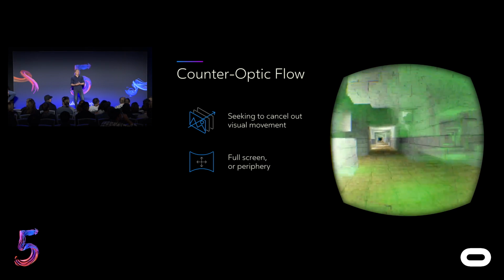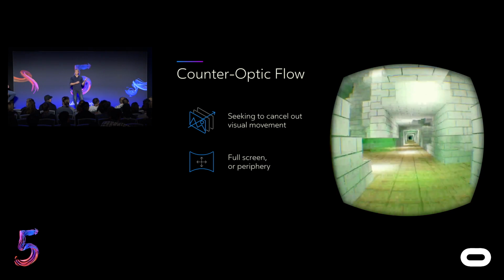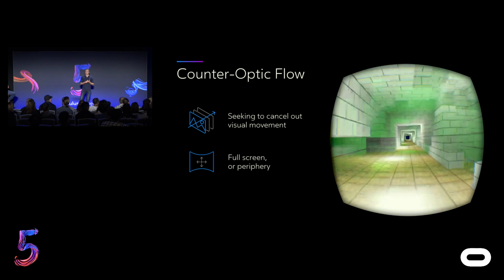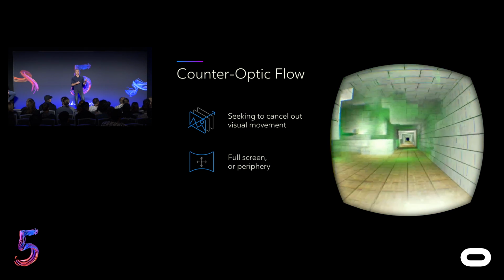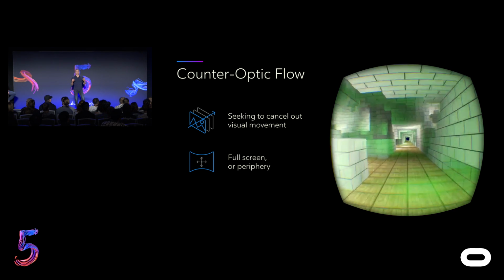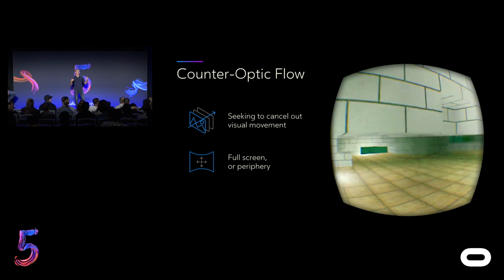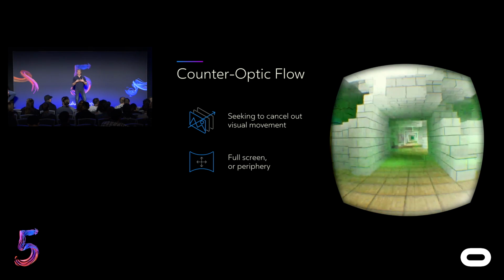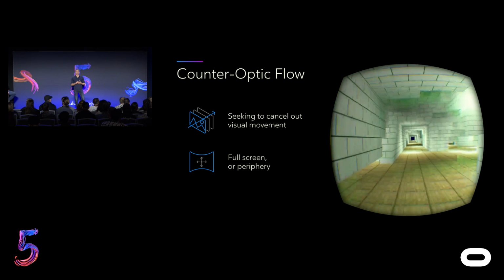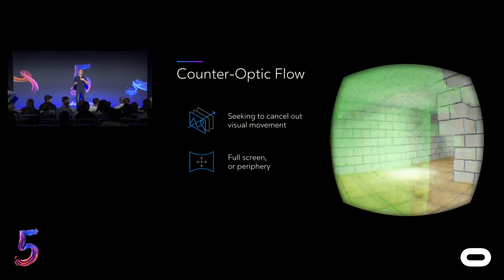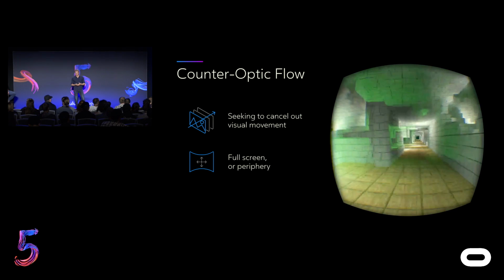There are different types of this counter-optic flow. This is a full screen example where we put a transparent version flowing the other way. You could also introduce this reverse optic flow in the periphery. Perhaps if you have a cage revealed in your periphery as you start to move, you could flow that the other way instead of having it static, just seeking to cancel out that movement in your optical system.